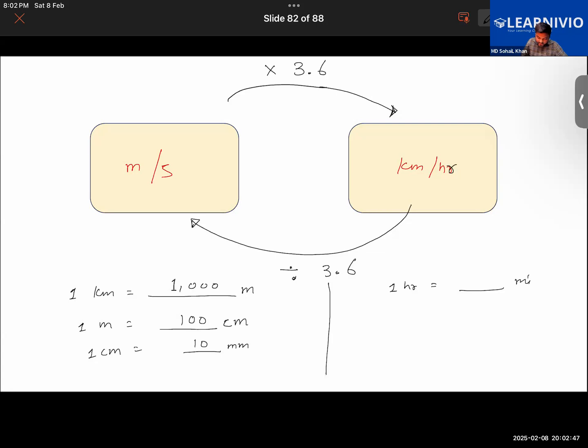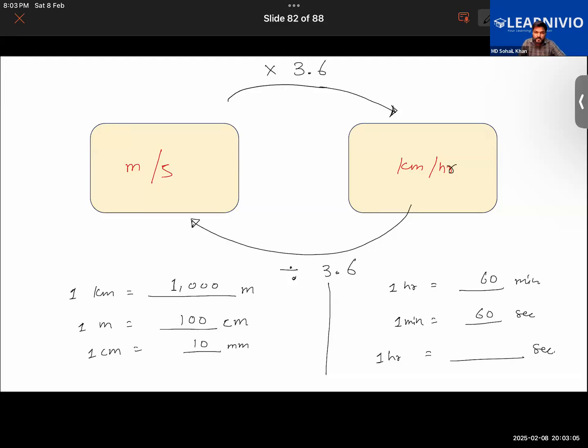How many minutes? 60 minutes, obviously. And 1 minute equals how many seconds? 60 seconds. Now, if I were to ask, you tell me, 1 hour will be equal to how many seconds then?